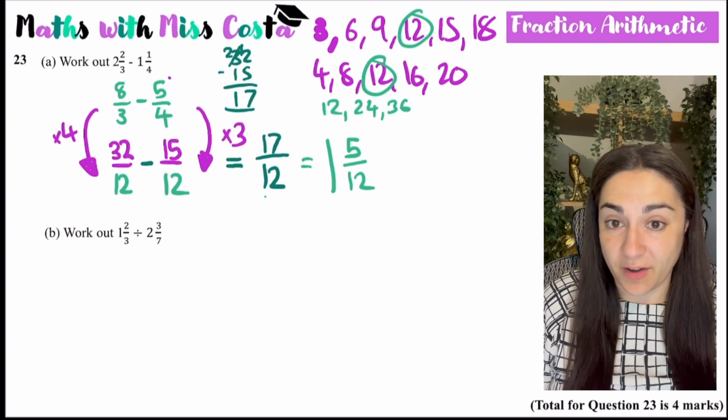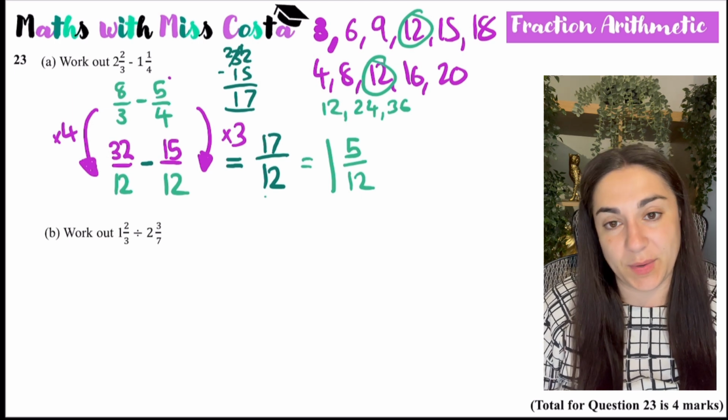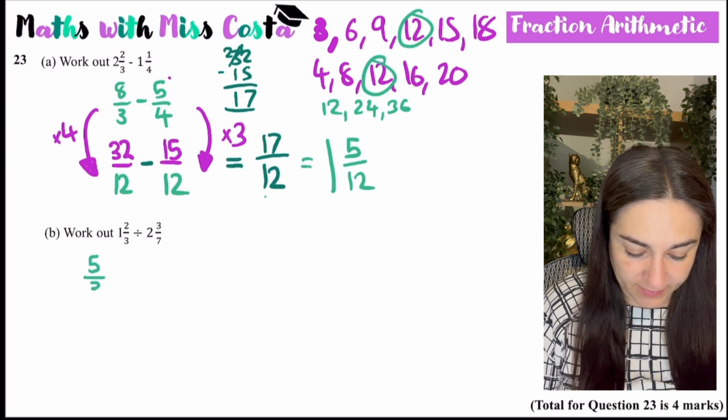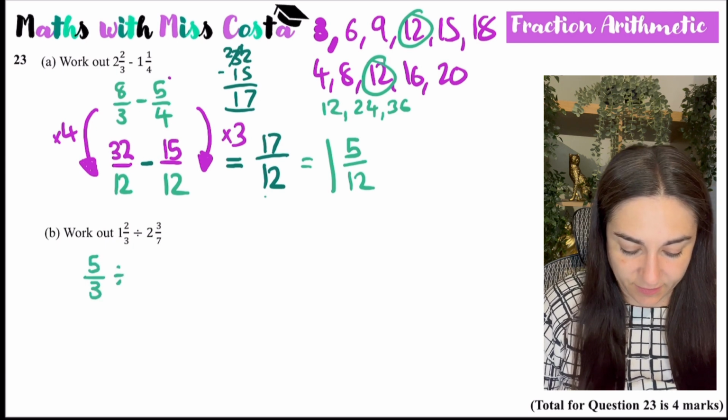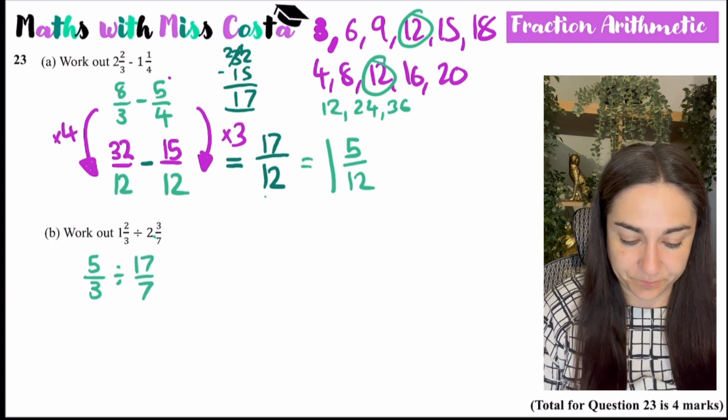Next, we've got dividing with fractions. And again, you want to turn it into improper fractions. So 1 times 3 is 3, plus 2 is 5. So that would become 5/3 divided by 2 times 7 is 14, plus 3 is 17. So that would be 17/7.